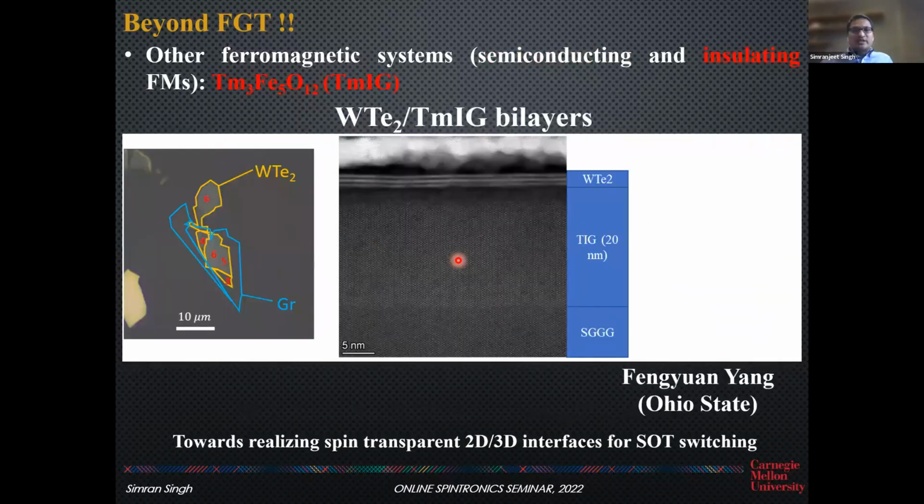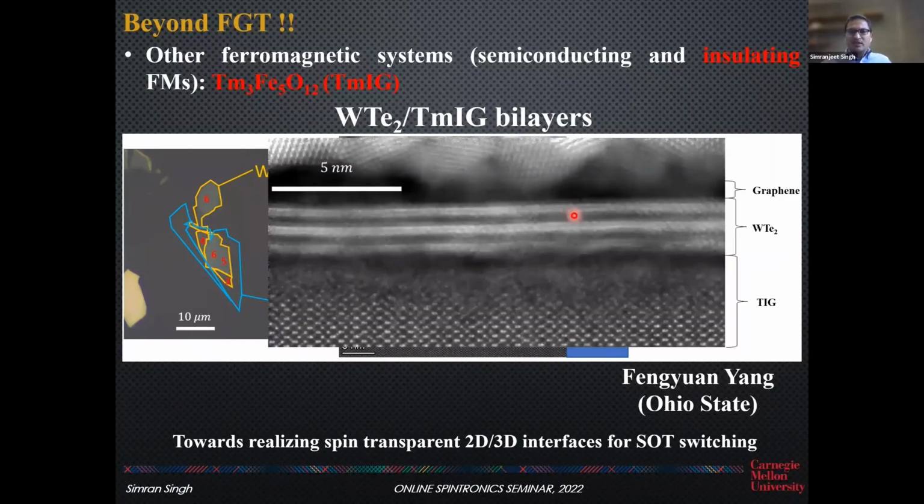And lastly, I just want to say that we are also looking at a conventional ferromagnetic insulator system, such as TIG films, tellurium iron oxide, where for this we are collaborating with the group of Pano Yang at Ohio State University. On this front, the challenge is how to get a clean interface of 2D materials and 3D ferromagnetic insulators. We have set up a nice capability where we can transfer samples from one chamber to another using a UHV suitcase, without breaking the vacuum, and bring them to our glove boxes to get a clean interface.